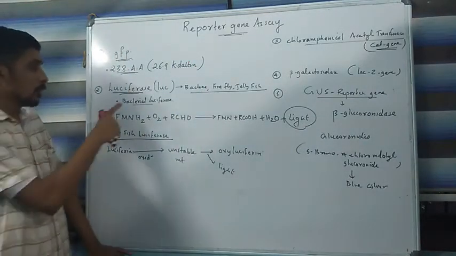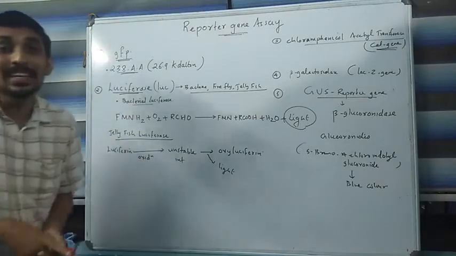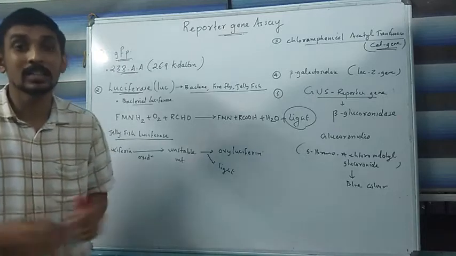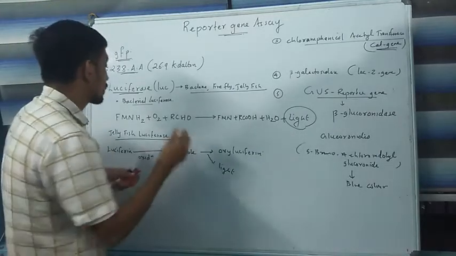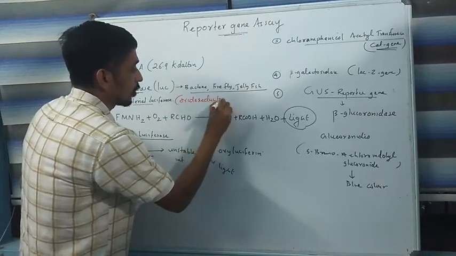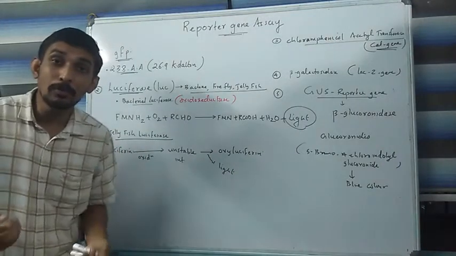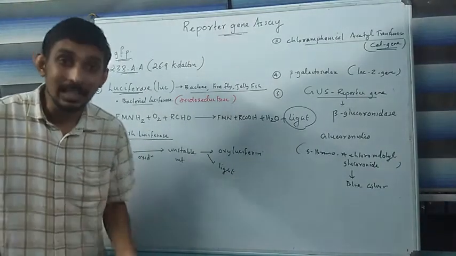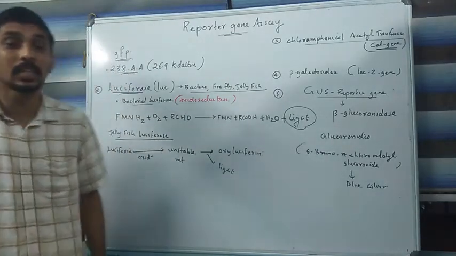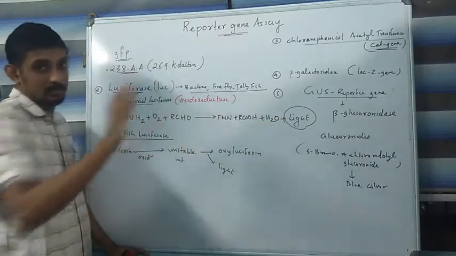Let us move to the bacterial Luciferase. This bacterial Luciferase catalyzes an oxidation and reduction reaction simultaneously. That is why it is called an oxidoreductase. Bacterial Luciferase is an example of an oxidoreductase because it catalyzes both oxidation and reduction reactions simultaneously. Here you can see that oxidoreductase reaction.